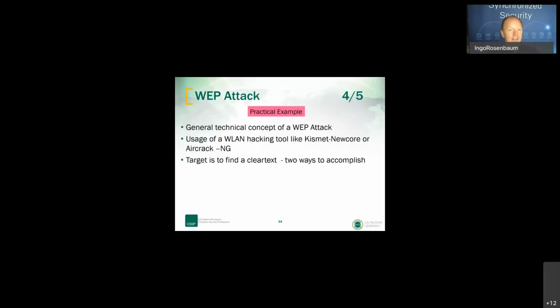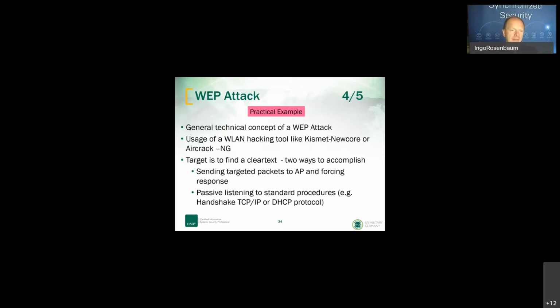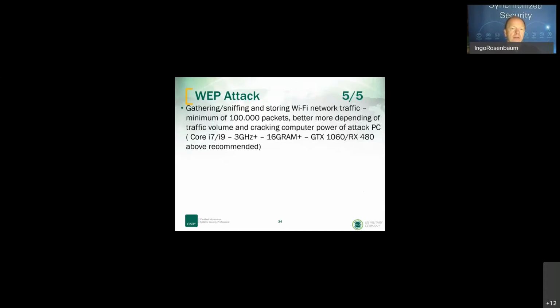So the target is to find a clear text. How to accomplish that? By sending targeted packets to the access point and forcing the access point to respond. Or by passive listening to standard procedures like the classical TCP/IP handshake protocol. In this case, what is recommended is that we try to gather as many packets as possible, say 100,000, 200,000 packets. Better more, it depends on the traffic volume and the time you have got. A good PC with a little bit of power is not bad.